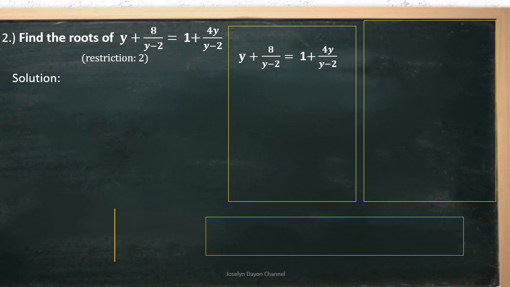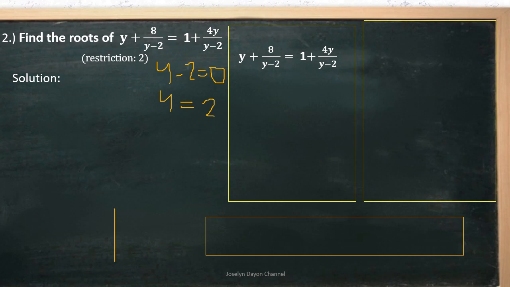And once we equate y minus 2 to 0 and solve for the value of the variable, we have y is equal to 2. So meaning to say, the variable y cannot have a value of 2, because if the value of y is equal to 2, our equation will become undefined.